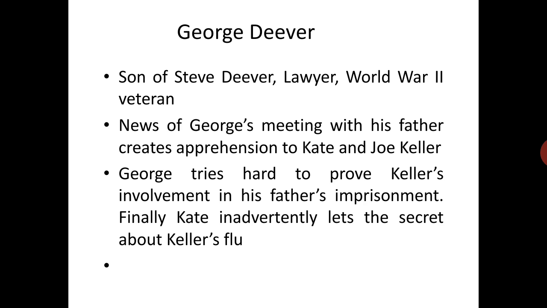George tries very hard to prove Joe Keller's involvement in his father's imprisonment. But though he tries very hard, he is not successful until Kate Keller inadvertently lets the secret slip. When he tries to speak to the Kellers about Joe's involvement in Steve Deaver's imprisonment, they do not agree or accept it. But finally, by a slip of the tongue, Kate Keller says that her husband never falls sick. He is a very healthy man. It is only then that George realizes that Joe Keller is involved in his father's imprisonment.